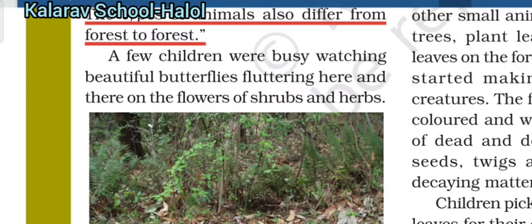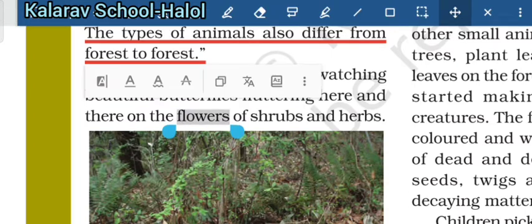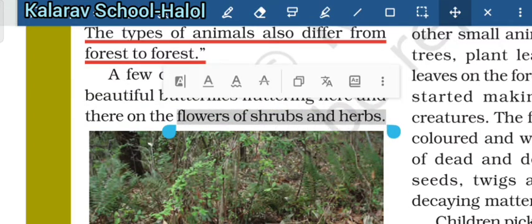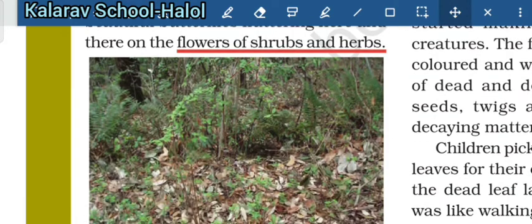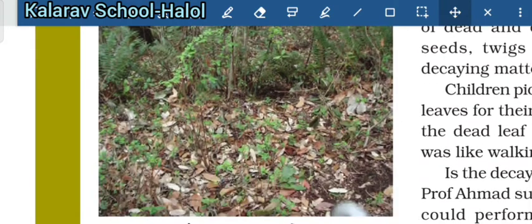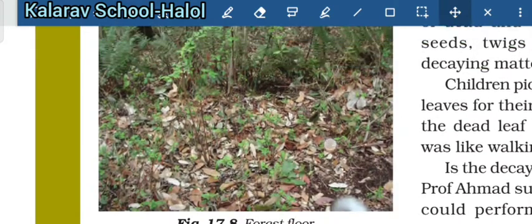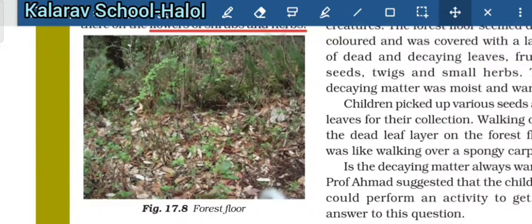A few children were busy watching beautiful butterflies fluttering here and there on the flowers of shrubs and herbs. So the question is, where are the butterflies fluttering? They are fluttering on the flowers of shrubs and herbs. It is the forest floor that provides all the nutrients to the trees to grow properly.